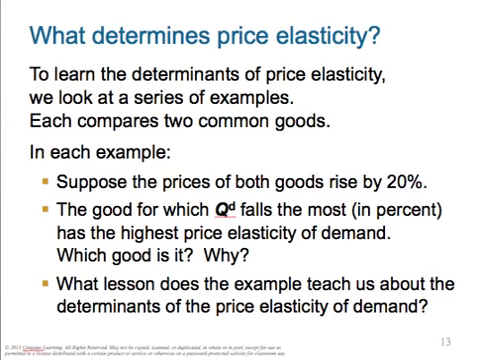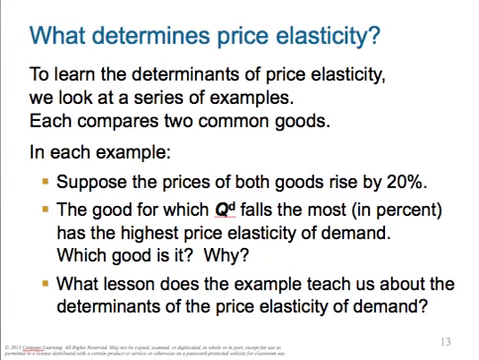So what determines price elasticity? To learn the determinants of price elasticity, we look at a series of examples. Here, hopefully, we can start to put some meat on the bones of the calculations that we just did in terms of what elasticity means. So in each example, suppose the price of both goods rise by 20%. The good for which quantity demanded falls the most in percent has the highest price elasticity of demand. Which good is it and why? What lesson does this example teach us about the determinants of price elasticity of demand?